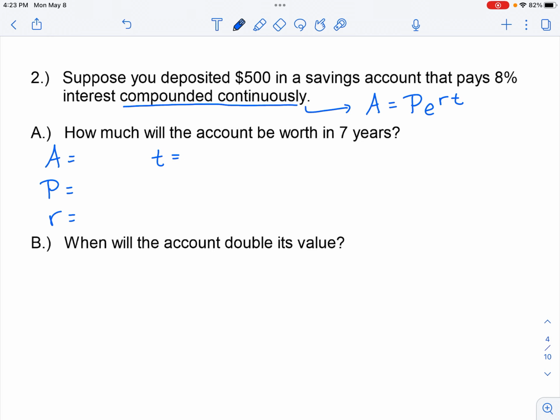So let's go back and read it again. Suppose you deposited $500. So that's the starting balance in the account. That's the P value, the principal or starting initial value.